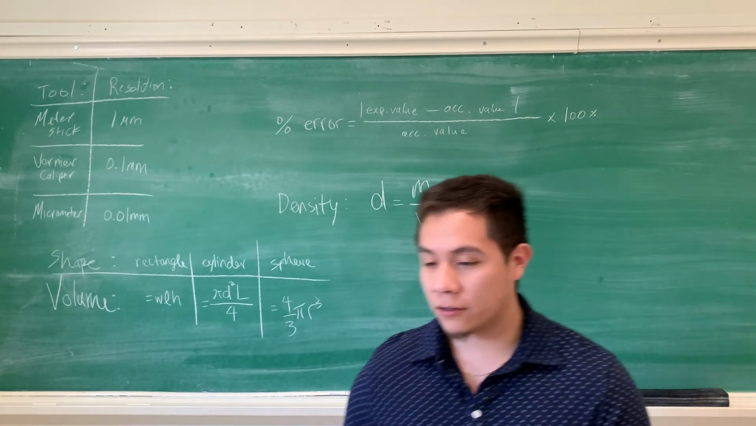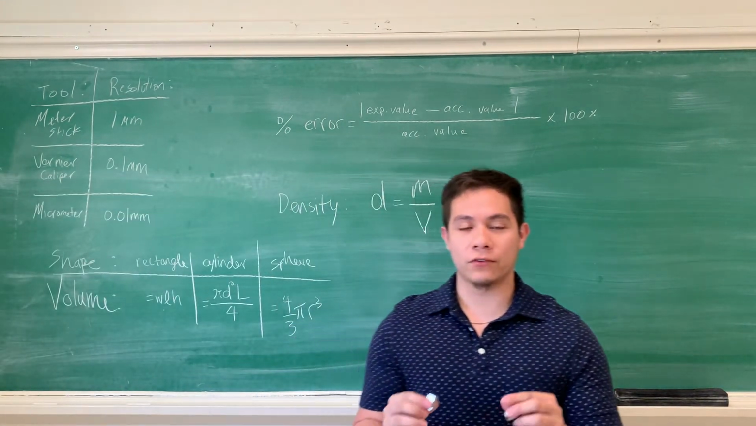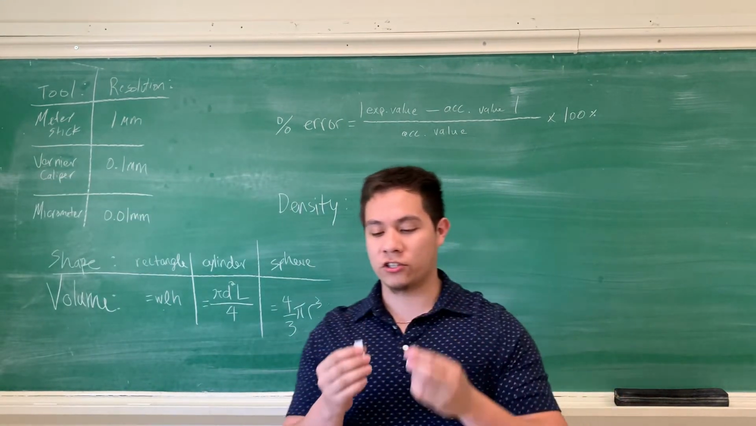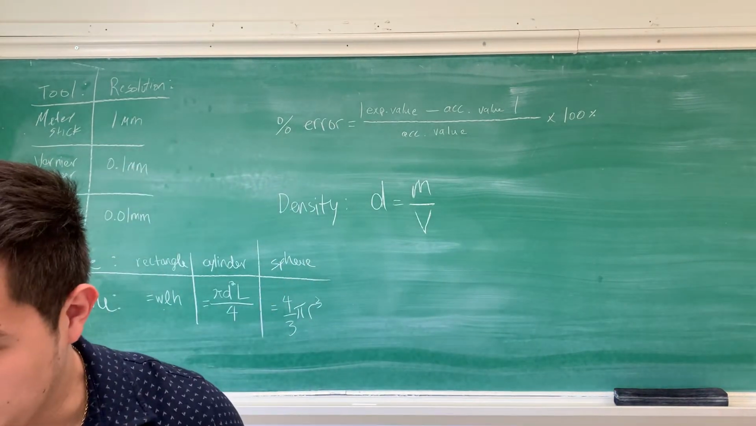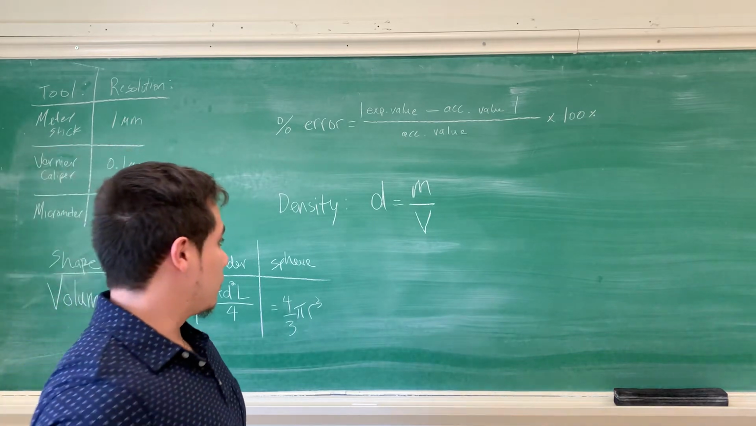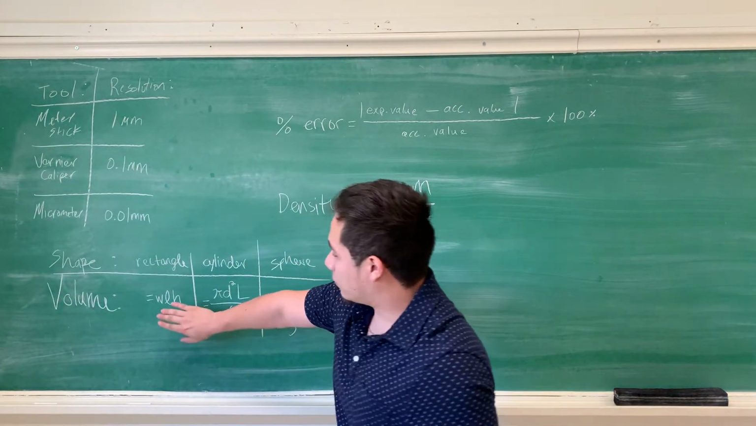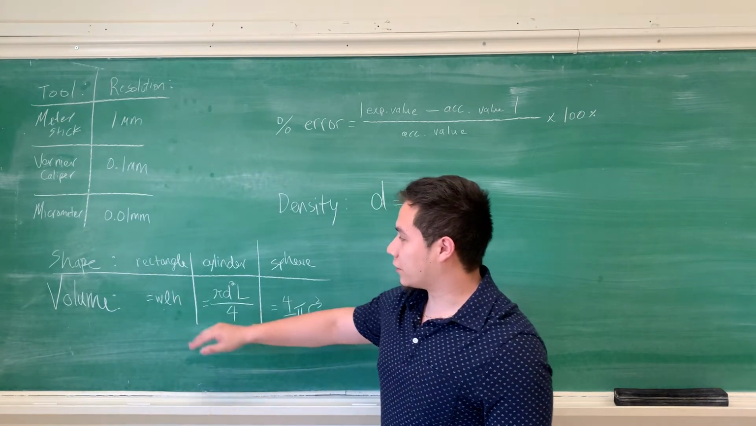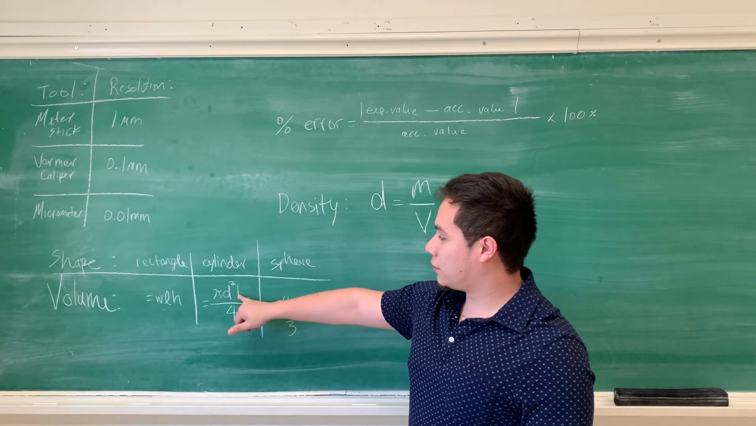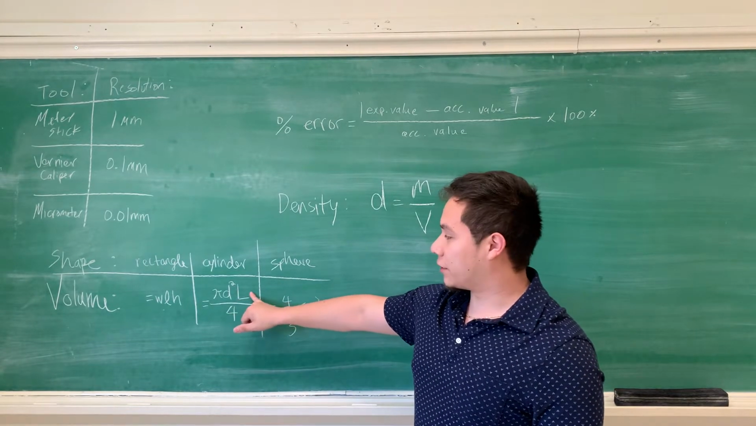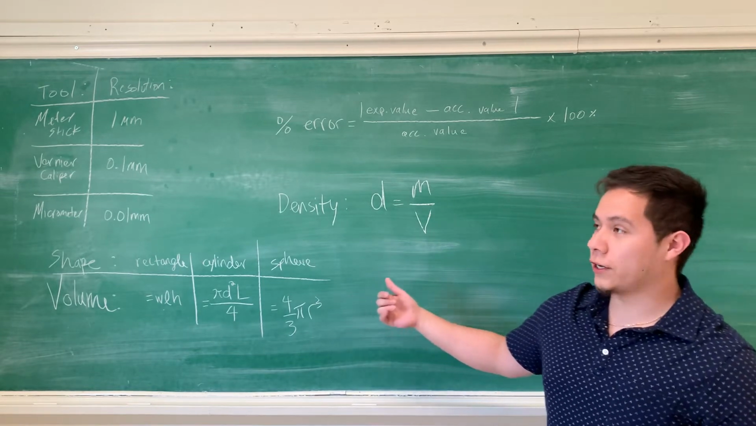So the first part is getting the volume from these three figures. Basic shapes: we have a rectangular prism, a sphere, and a cylinder. We're going to get the volume using three different equations. Width times length times height for the rectangular prism, pi times diameter squared times length over 4 for the cylinder, and for the sphere, 4/3 pi r cubed.